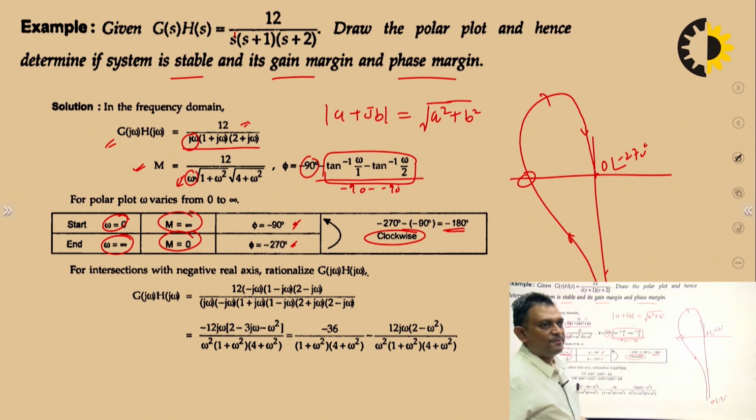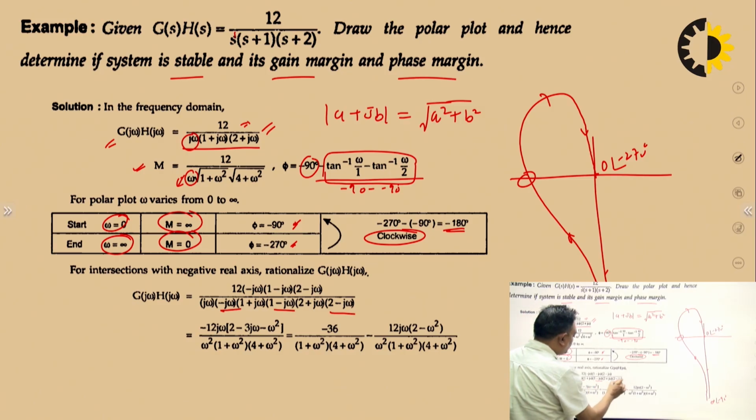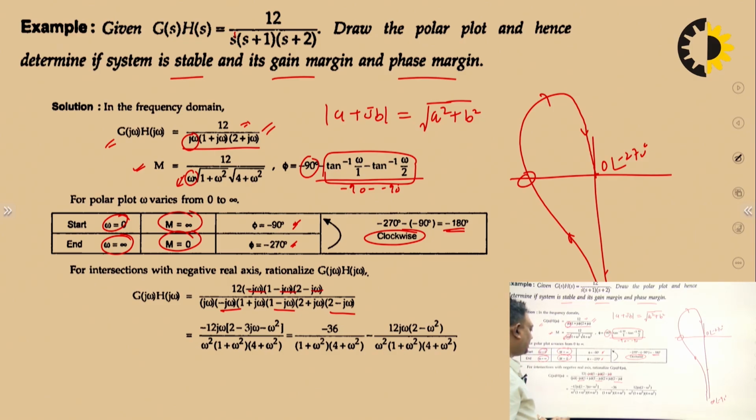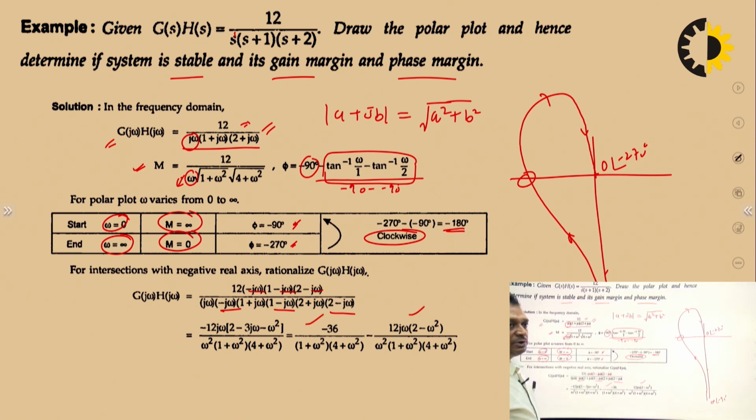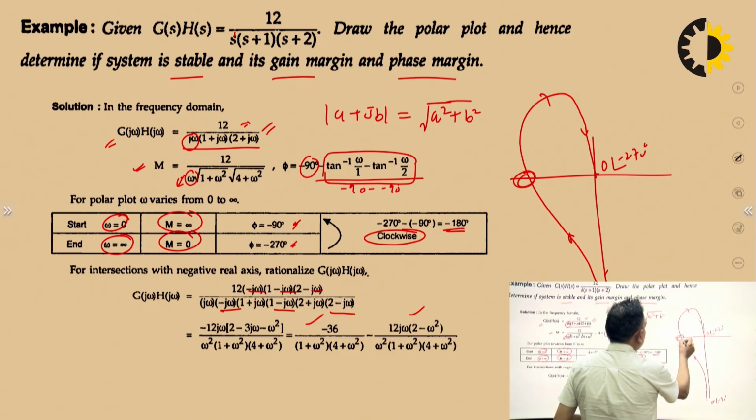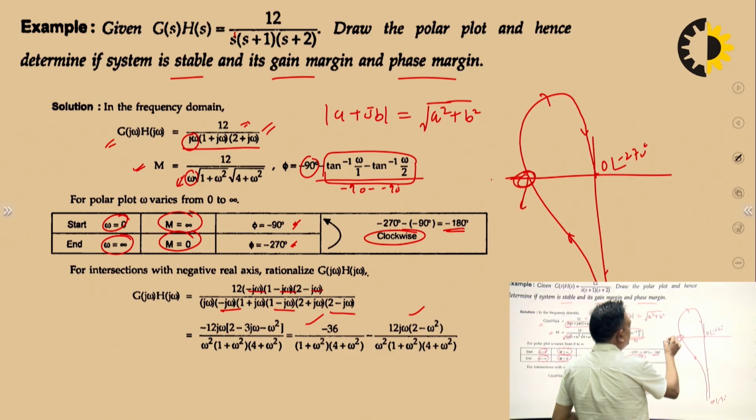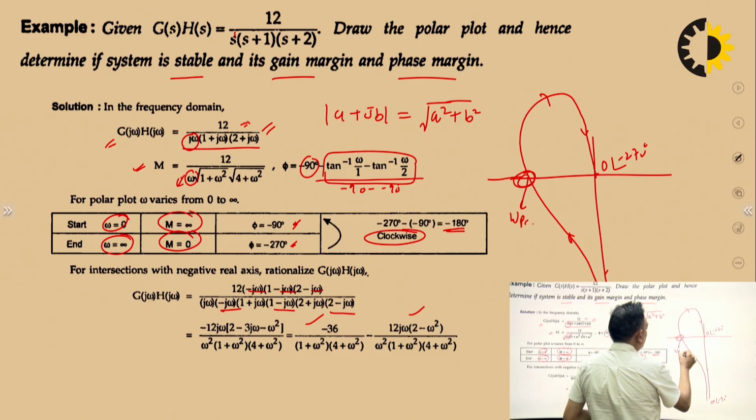For this, we will rationalize the transfer function. How will we rationalize the transfer function? The transfer function can be rationalized by multiplying by the conjugate values. So we will take this term and multiply by the conjugate of this term. You can see here j omega, 1 plus j omega, 2 plus j omega. So we will multiply by minus j omega, 1 minus j omega, 2 minus j omega in the numerator and denominator both. Then after multiplying, we will solve it and separate the real and imaginary parts. And for calculating the frequency where this polar plot cuts the negative real axis, this frequency is called the phase crossover frequency.